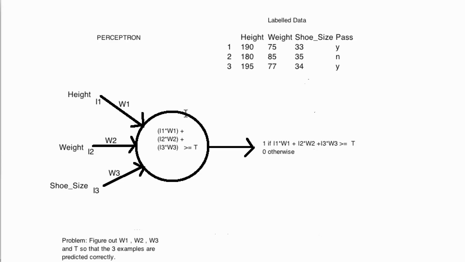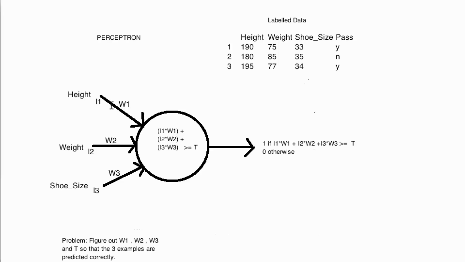Now, let's see how this works a little bit. Notice over here I've got 3 input lines, and I've labeled the first input line I1. That's where I'll put the height. Over here, I2 is the weight. Over here is the shoe size, I3. And there are some weights that I have associated with each one of these lines. These weights can be any real number. They can be positive, they can be negative, they might even be zero. But what those weights are doing is indicating how important I think the particular attribute is in contributing to the whole thing.